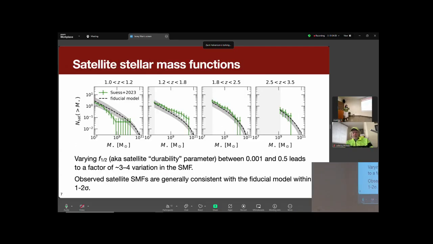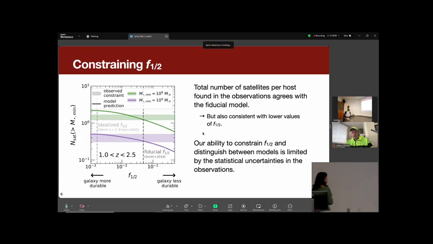And then we can plot the same information that's shown in these mass functions a slightly different way in order to attempt to constrain F1/2. So that's what I'm doing here. I have collapsed the first 3 redshift bins down to 1, and I'm just ignoring the highest one where the mass completeness limit is not very good.